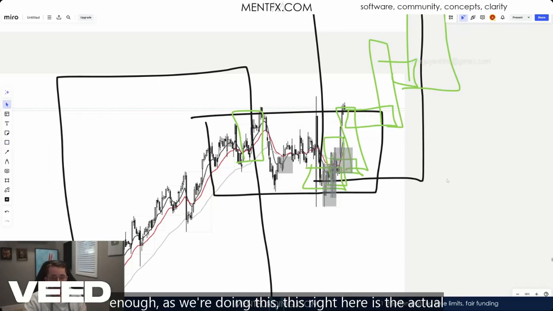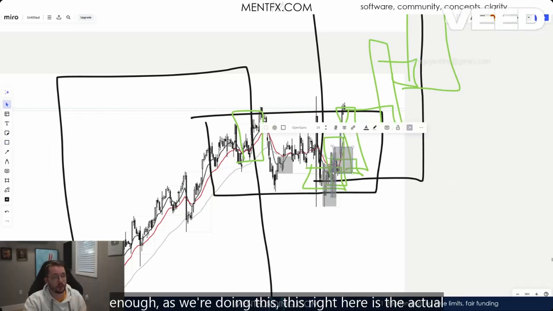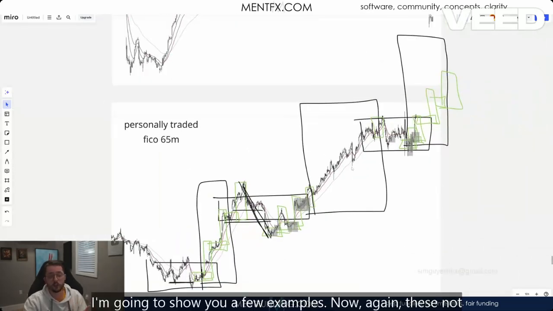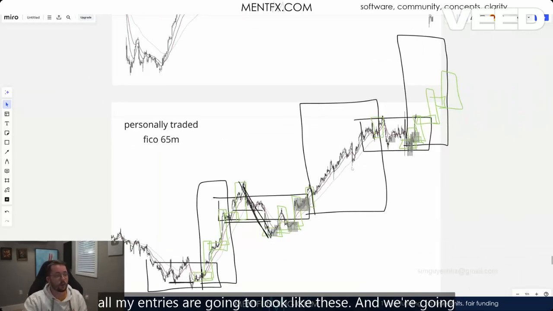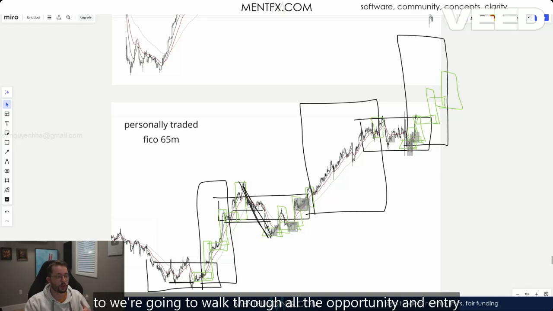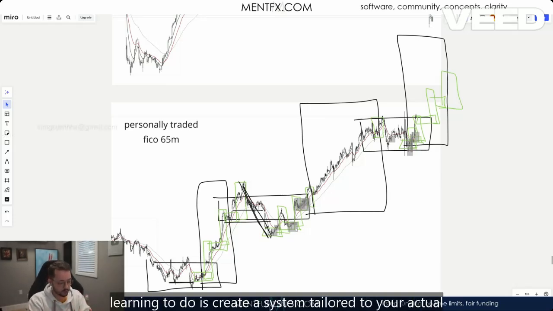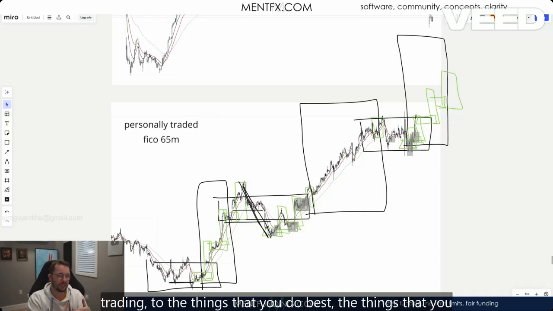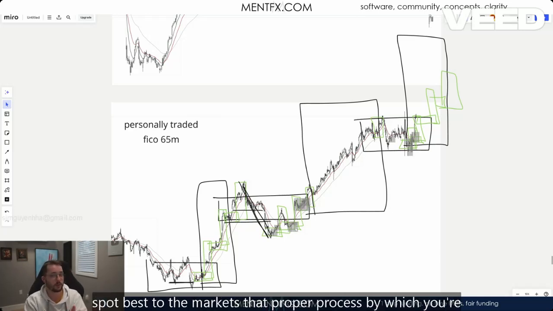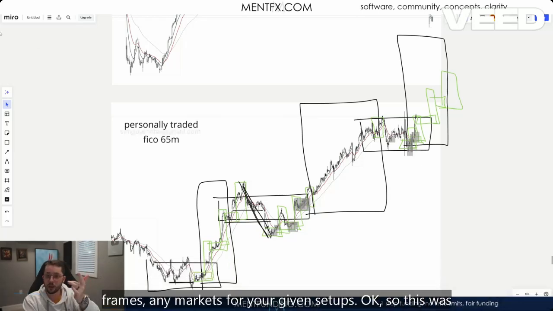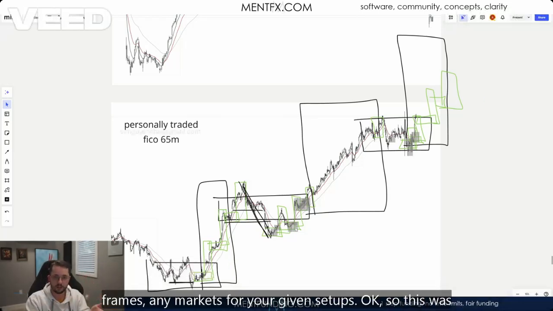And funny enough, as we're doing this, right here is the actual MB I personally traded, because I said a second ago I'm going to show you a few examples. Now, again, not all my entries are going to look like these, and we're going to walk through all the opportunity and entry types, because one of the biggest things you're learning to do is create a system tailored to your actual trading, to the things that you do best, the things that you spot best, or the markets that make the most sense, and then have a proper regimen, a proper process by which you're going to find markets and trade those markets on any time frames, any markets, for your given setups.